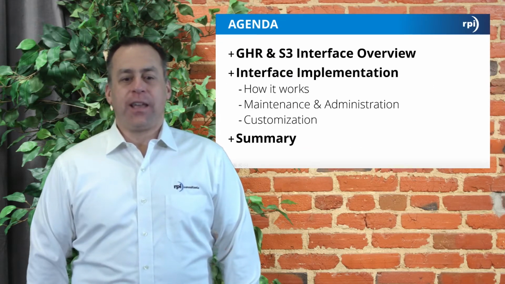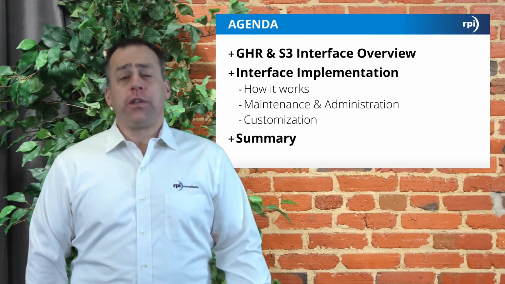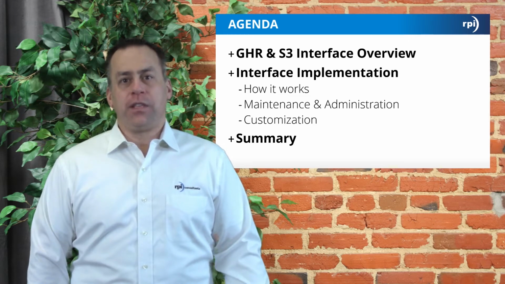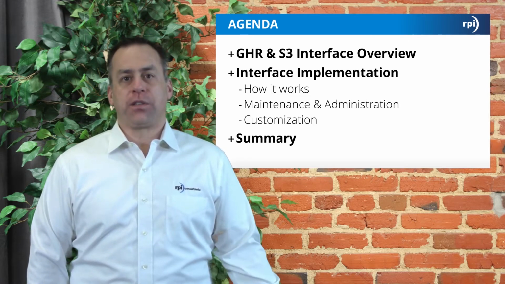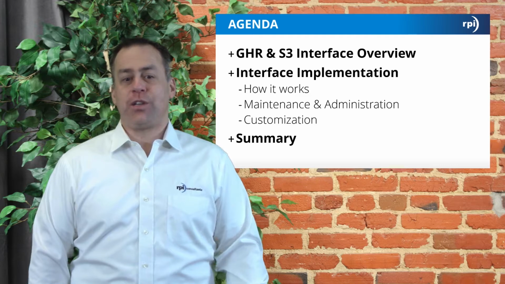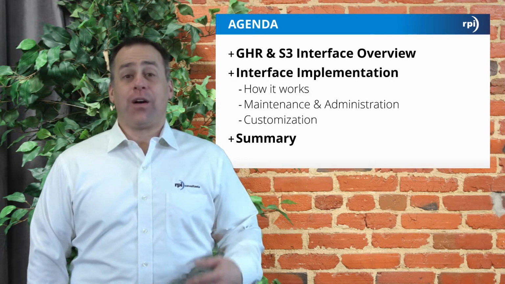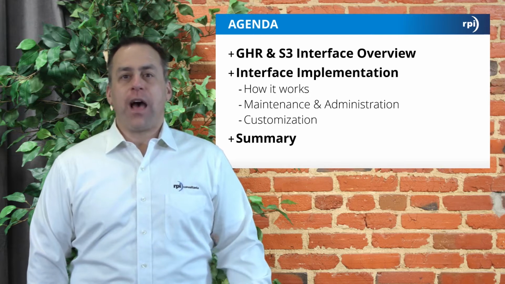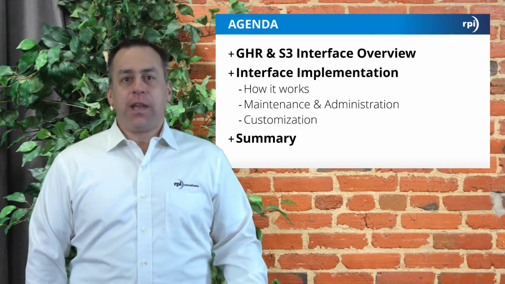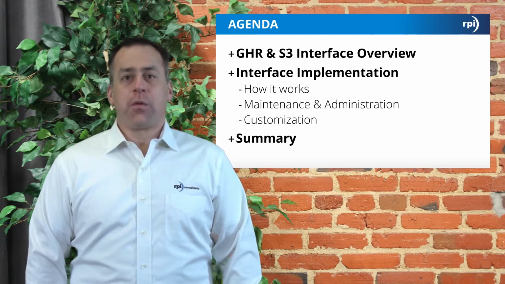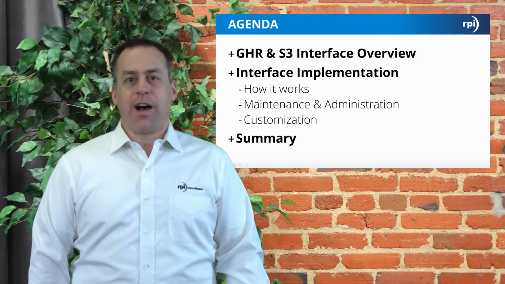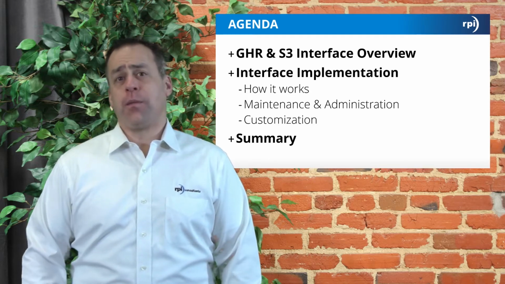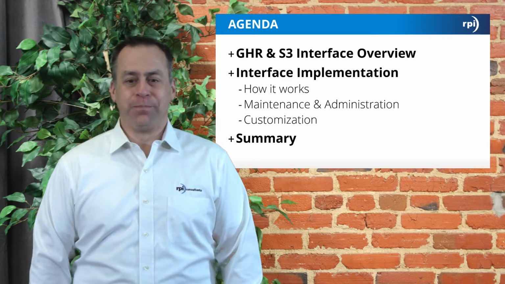Our agenda today is we're going to have a brief overview of what these interfaces are, interfaces going from S3 to GHR. We're going to talk about interfaces that go from GHR to S3. We'll talk about how they work. We're going to go over some of the maintenance that you have to do with them. And then we'll also talk about ways that you can possibly optimize these interfaces to make them run a little bit more smoothly.